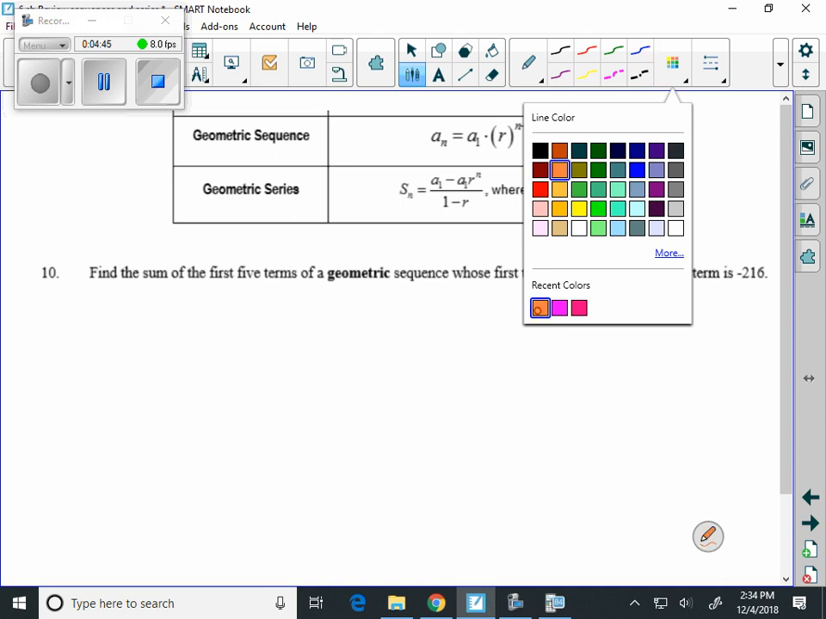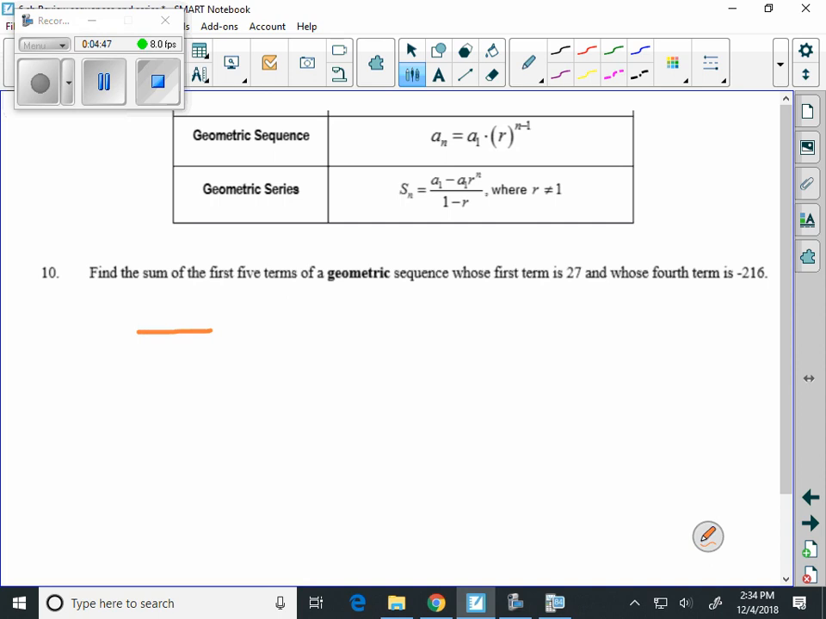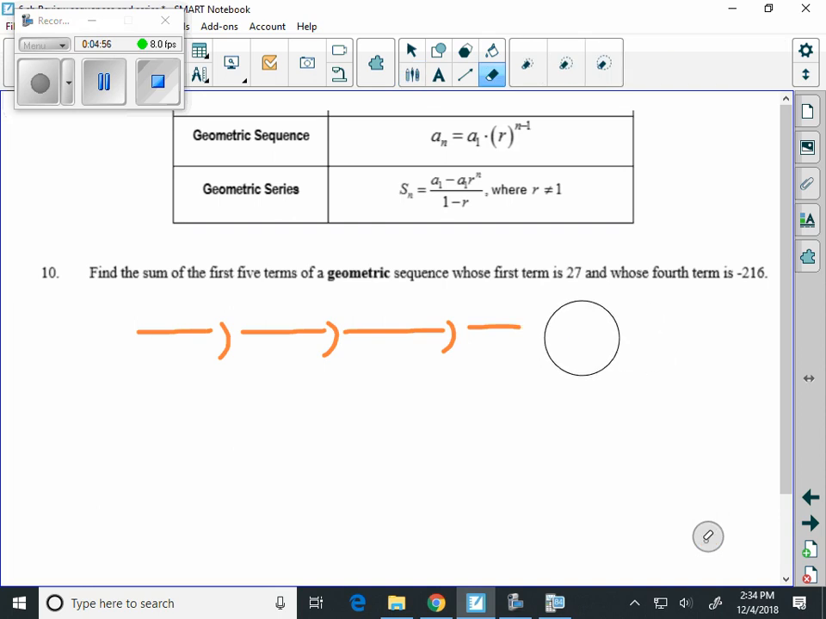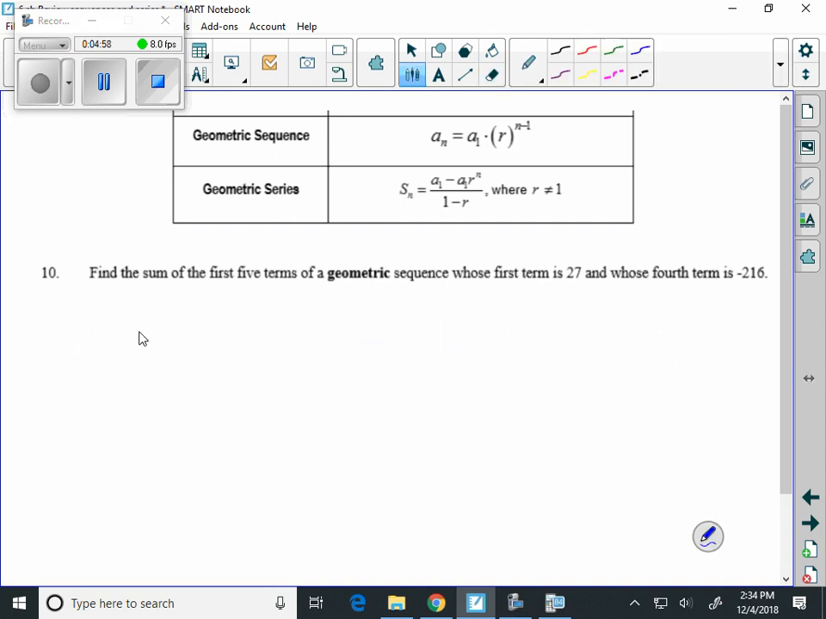like this. We need 1, 2, 3, 4, 5. And actually, we're finding the sum, so I'm going to erase that because we don't really need to do that. I was not reading carefully enough.